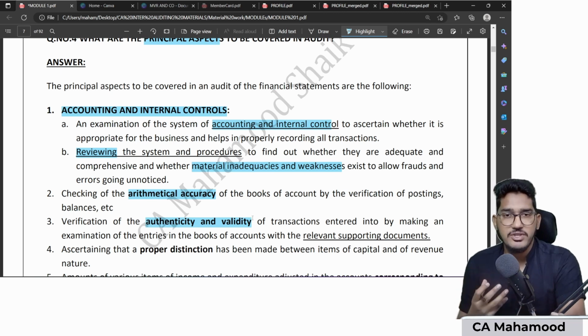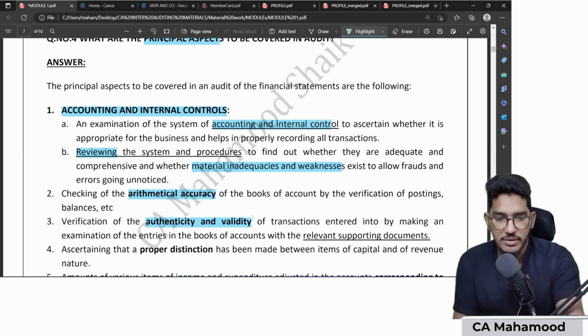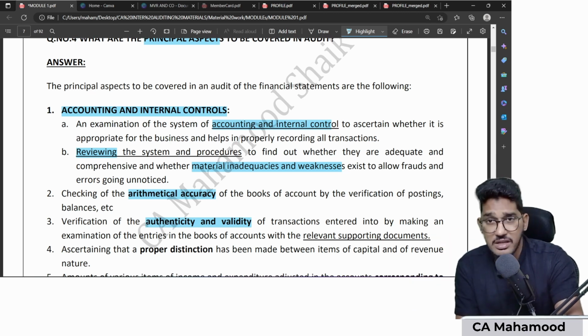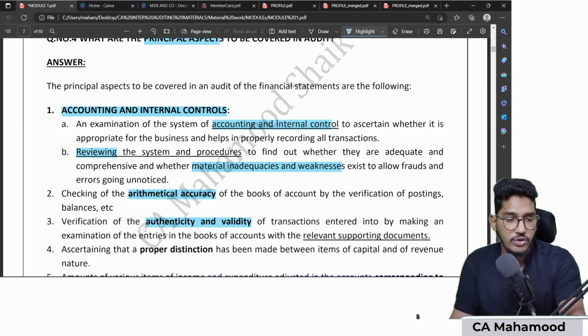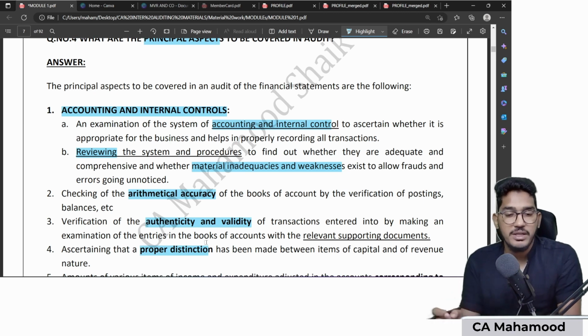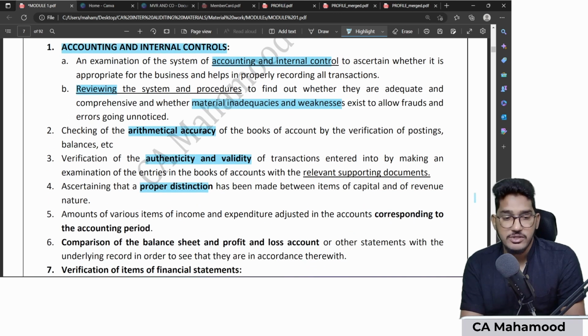Sir, how to verify genuineness and validity, sir? Simply by checking the supporting documents. This is also one of the main aspects. Find out whether the transactions are valid or not by checking the genuineness with the help of supporting documents. And also, I need to mainly check whether there is a proper distinction made between capital and revenue expenses. Whether the management has made proper classification between revenue expenses and capital expenses.